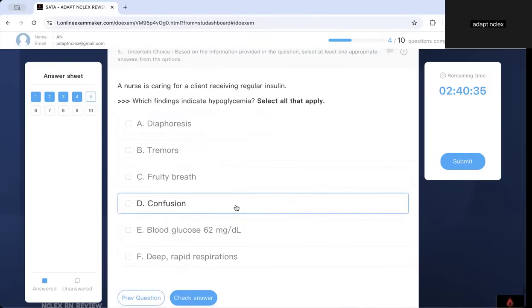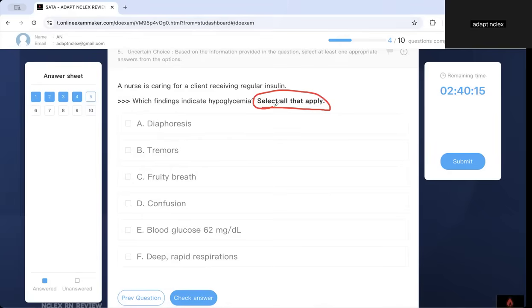And this is caring for a client receiving what? Regular insulin. This is what? Insulin, diabetic patient, endocrine. I'm taking you through each system. Which finding indicates hypoglycemia? Select all that apply. Once again, stop the video, analyze it the way I'm doing it. Don't look at the answer choices until you figure out your strategy. Select all that apply. Tell yourself, it's a SATA. I'm not picking everything unless all of them are right.